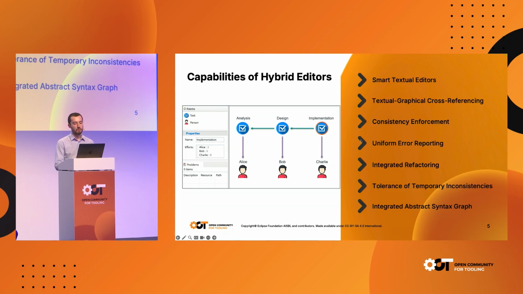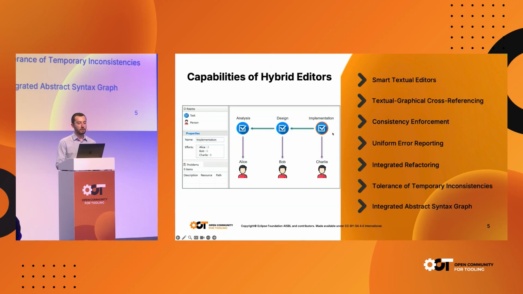Then another nice feature would be uniform error reporting. If there's any error in the model, for example, if the textual expression cannot be parsed successfully, for instance, instead of 3, you would write 3x, which cannot be parsed. It's not an integer. That should ideally be reported in the problems view.